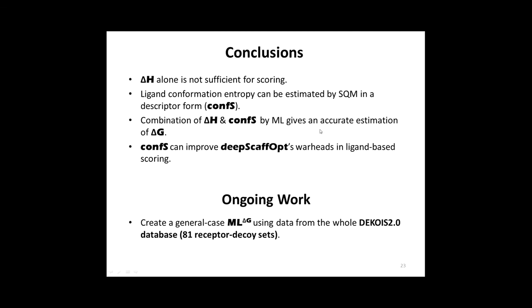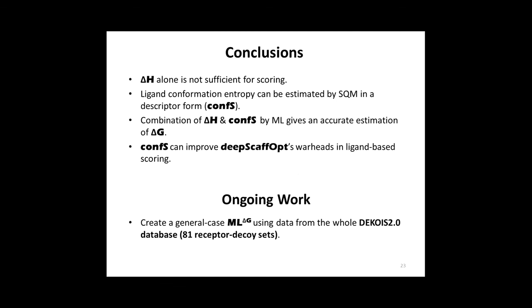I tested this on MARK4 from 2015. As you can see, with the blue dot, that's the performance of DeepScaffold using the original vector. And with this symbol, I show you the enhanced vector with the entropy. It's much higher, not much higher, it's significantly higher.